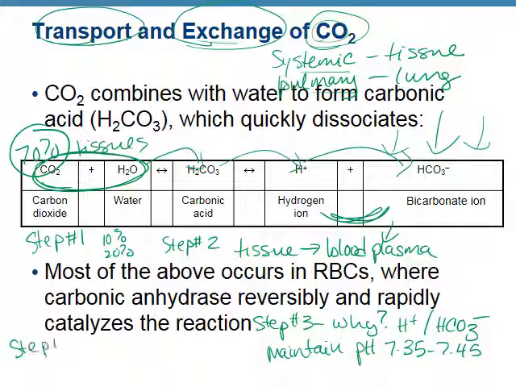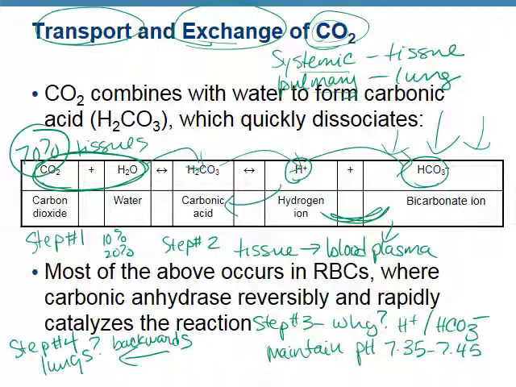Now, step four, I want you to tell me what happens once you get to the lungs. So what happens when you get to the lungs? Basically, write the equation backwards. You're going to take bicarbonate and hydrogen, you're going to form carbonic acid, you're going to break it down into water and carbon dioxide, and what are you going to do to the carbon dioxide? You're going to exhale.